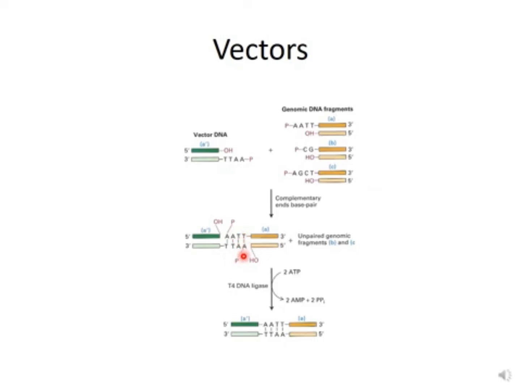What happens is that we add T4 DNA ligase, which is a type of purified ligase, and the ligase covalently attaches the loose ends of the complementary sequences between the fragment and the vector DNA, and then we're going to have a whole sequence. This is the sequence we are interested in, and this is the vector DNA that we are going to use for replication, so we can make multiple copies of the genomic DNA fragment of interest.